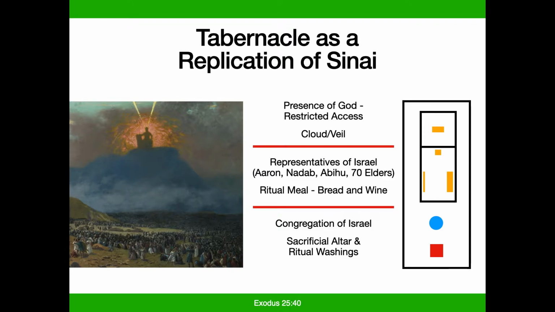We do have the representatives of Israel, Aaron, Nadab, Abihu, and 70 elders that were allowed to go partway up the mountain. They weren't able to penetrate the cloud, but they were able to go partway up the mountain. That represents the holy place of the tabernacle, where the showbread, the menorah, and the incense altar are. And then they have a ritual meal of bread and wine there. Just like in the tabernacle, you have the showbread and the wine. It's a sacramental table. And then you have the congregation of Israel down at the base of the mountain.